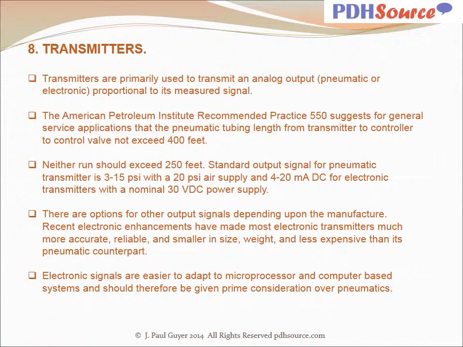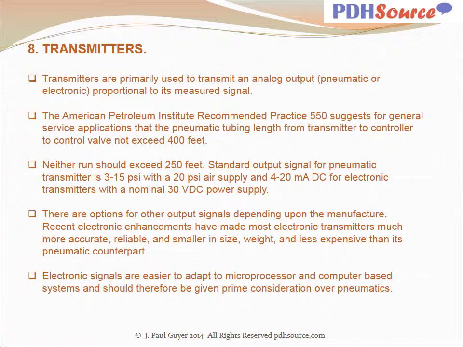Transmitters are primarily used to transmit an analog output, pneumatic or electronic, proportional to its measured signal. The American Petroleum Institute recommended practice 550 suggests for general service applications that the pneumatic tubing length from transmitter to controller to control valve not exceed 400 feet. Neither run should exceed 250 feet.